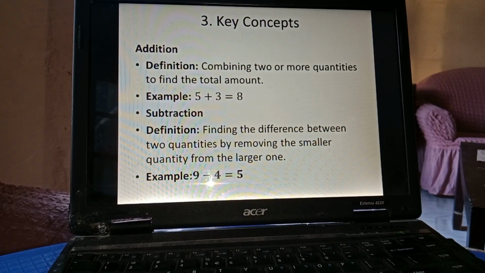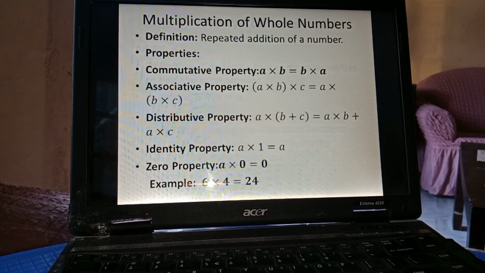Addition. Combining two or more quantities to find the total amount is the definition of addition. So 5 plus 3 is 8. Subtraction: finding the difference between two quantities by removing the smaller quantity from the larger one. For example, 9 minus 4 equals 5.